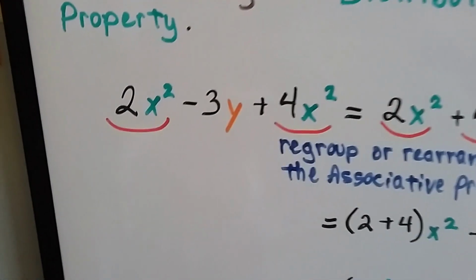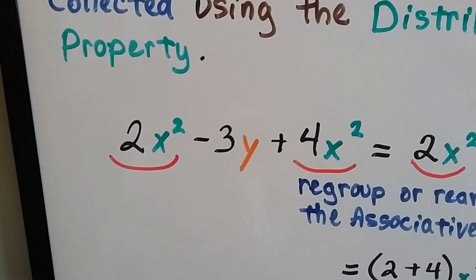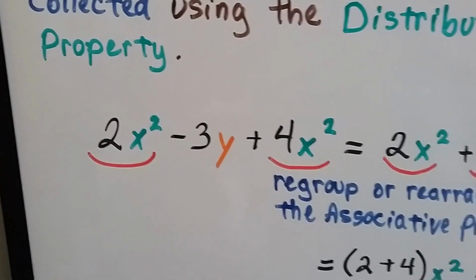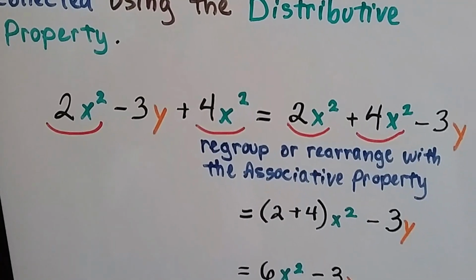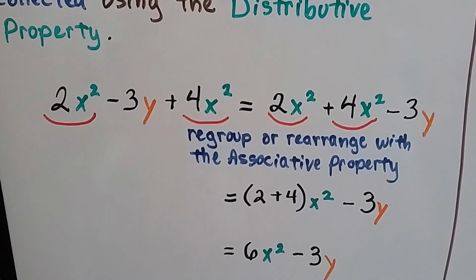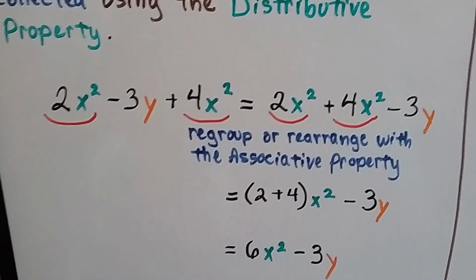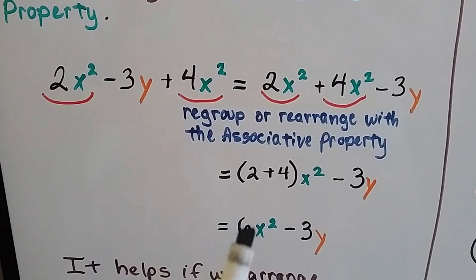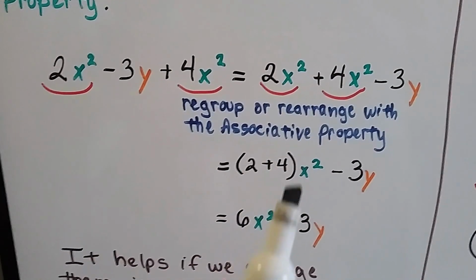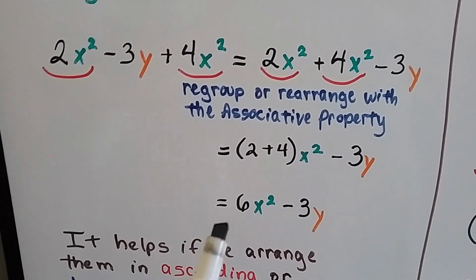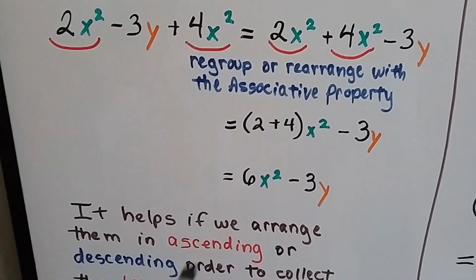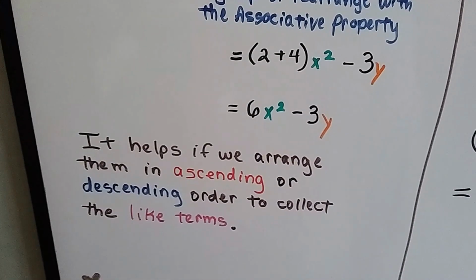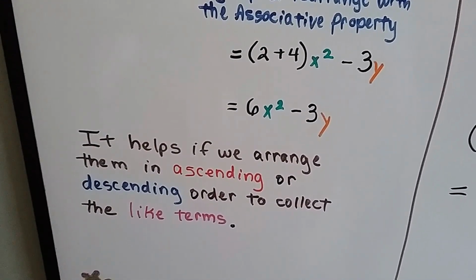So take a look at this polynomial right here. You notice the 2x squared and the 4x squared are on opposite sides of the equation. Well, we can regroup or rearrange them with the associative property, can't we? Because it's just adding. It doesn't matter what order we add them. And with the distributive property, we can do 2 plus 4 times x squared minus 3y, which will give us 6x squared minus 3y.